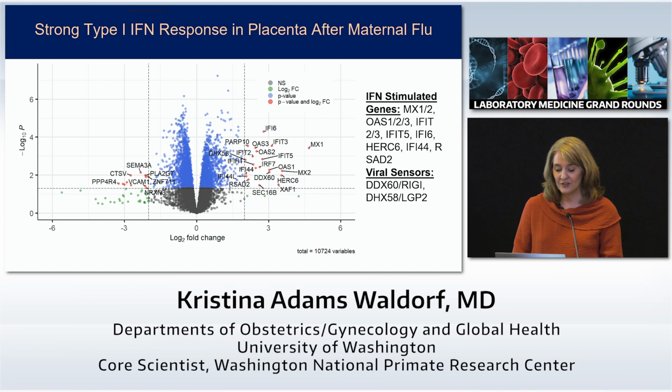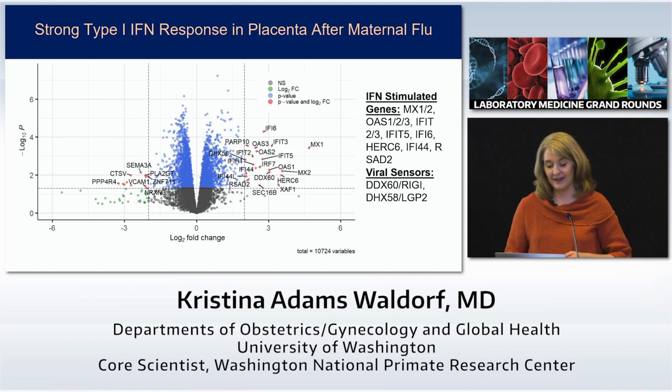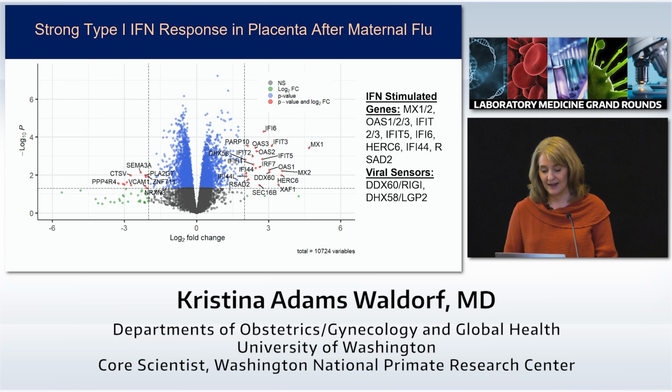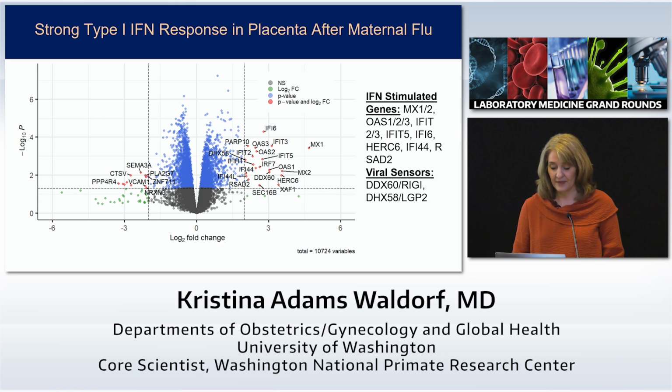When we did a total RNA-seq experiment to look at placentas from cases of maternal H1N1 influenza infection versus uninfected controls, we see an incredibly strong type 1 interferon response in the placenta. All of the genes that you can see on the right-hand side both have a significant p-value and a log 2-fold change that are above 2-fold. And you can see the interferon-stimulated genes. Almost every gene on that right side is either an interferon-stimulated gene, an ISG, or a viral sensor that's being upregulated. This is the strongest type 1 interferon response that I've seen of any tissue that I've looked at over many years.